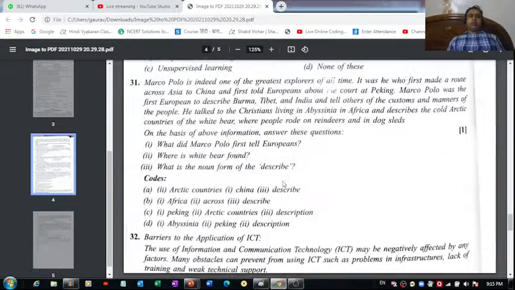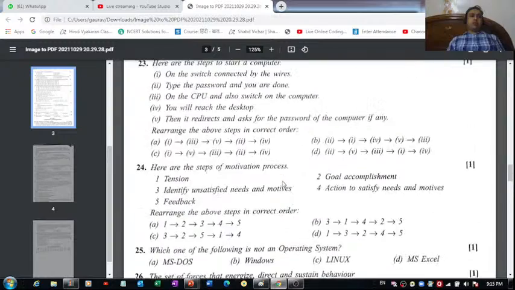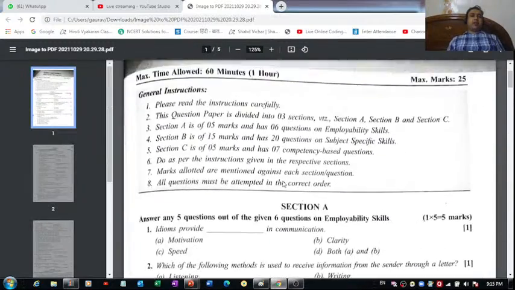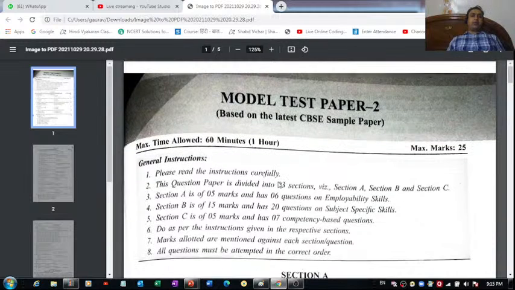Right, so we are done with discussing this model test paper number 2. Do prepare it. It will definitely help you in scoring good marks in your board exams. And it's for all the students who have opted for AI, or the students who want to learn AI.